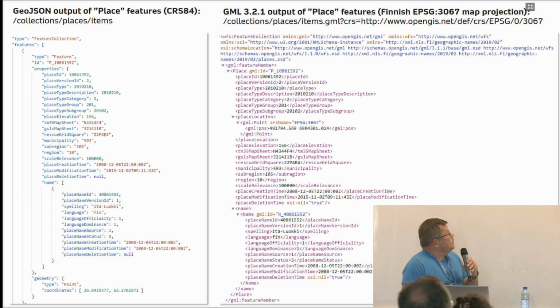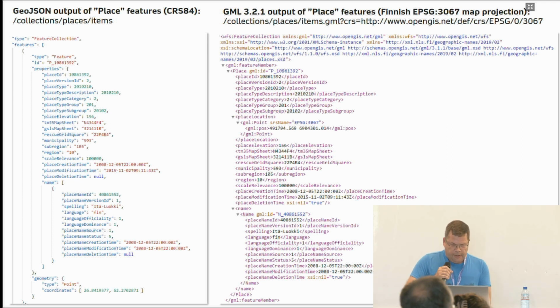There is GeoJSON and GML output from place names. One is in WGS 84 coordinates, and on the right it is in some Finnish map projection.